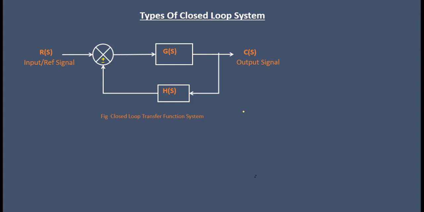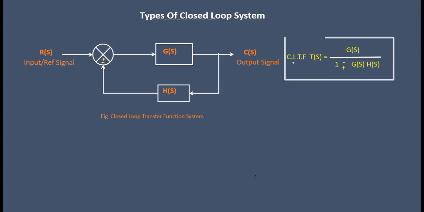In the last lecture, we discussed the transfer function of a closed loop system, and we also derived the equation for the transfer function of a closed loop system. In this lecture, we will discuss the types of closed loop system. Now, this is a simple block diagram of a closed loop system with feedback signs positive and negative.